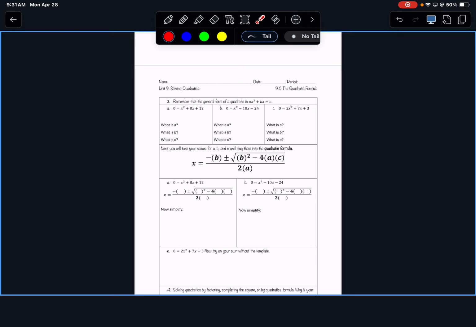It never fails. I show that every time I teach the quadratic formula. It never fails that during the test one day I'll hear a kid go, bum, bum, bum, bum, and I love it. It's great. If it helps you, it helps you. That's awesome.